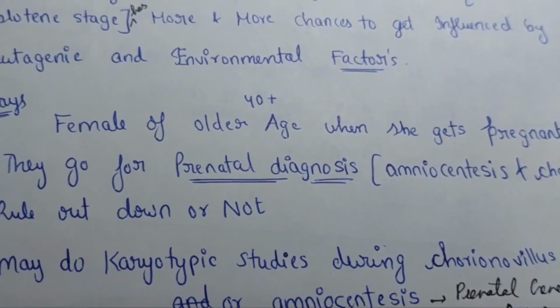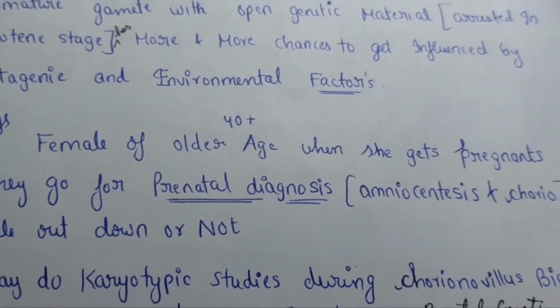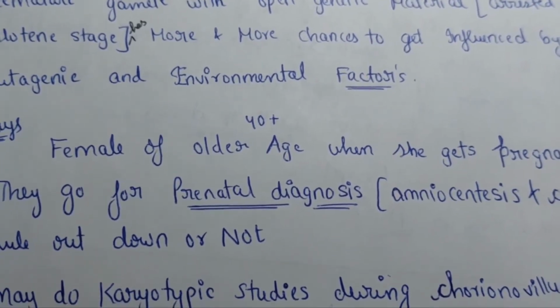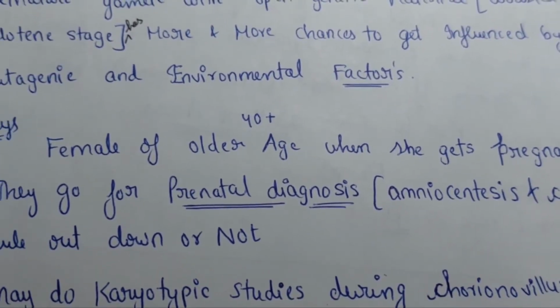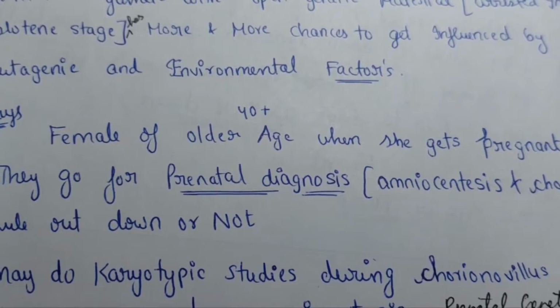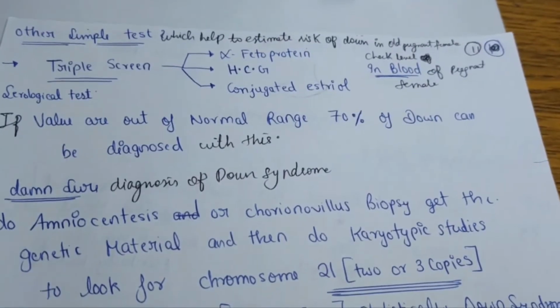Nowadays, females who are older than 40 years of age, when they get pregnant, go for prenatal diagnosis to rule out whether the baby has Down syndrome or not. Prenatal diagnosis is done by amniocentesis or chorionic villus biopsy, and then karyotypic studies are done.